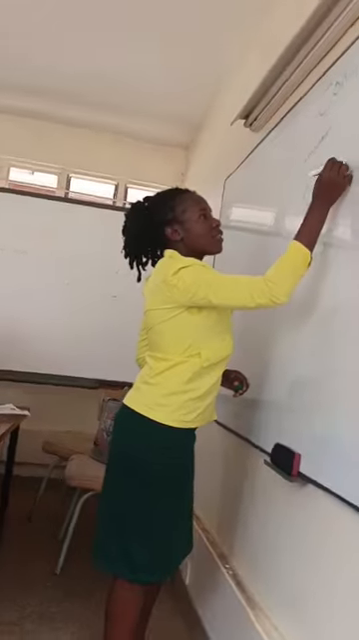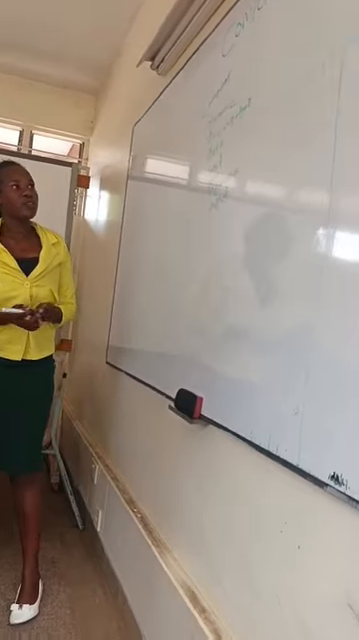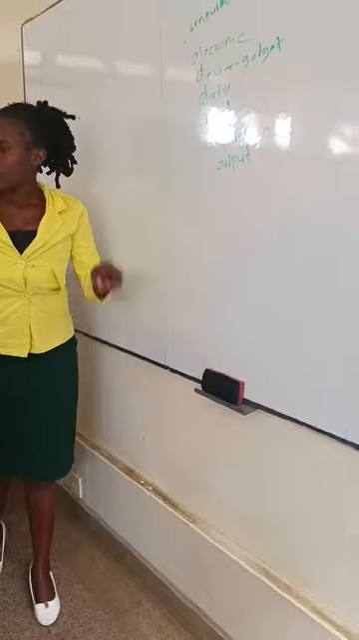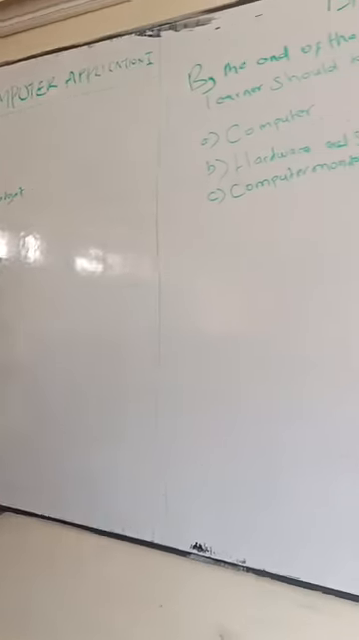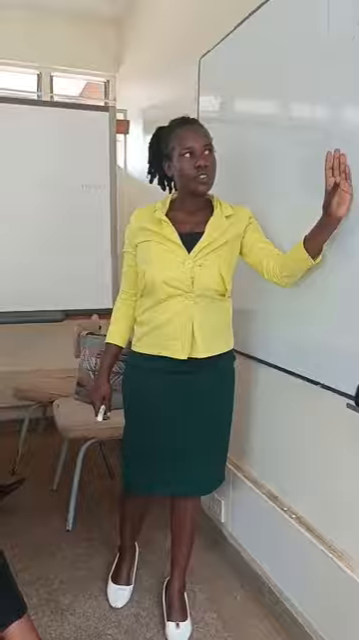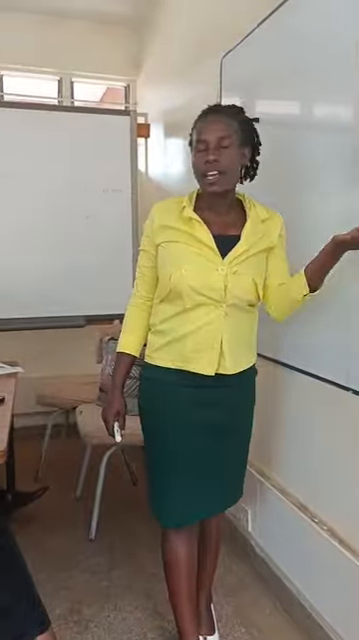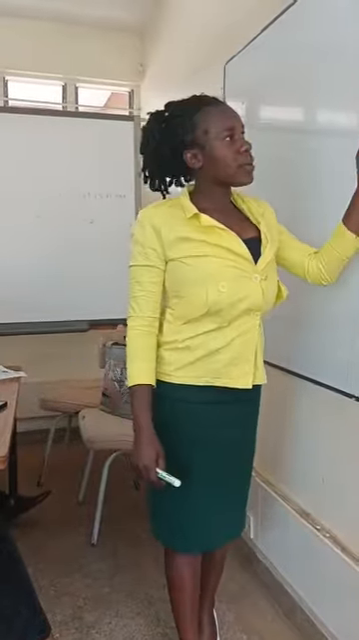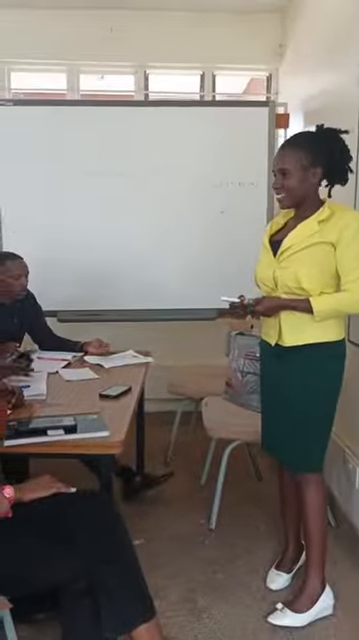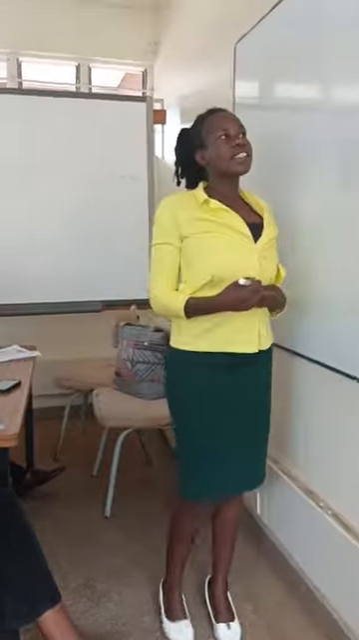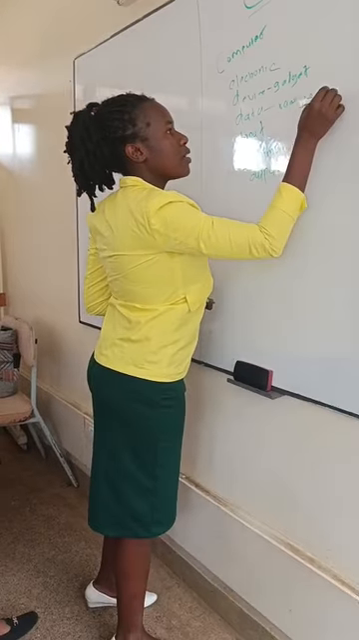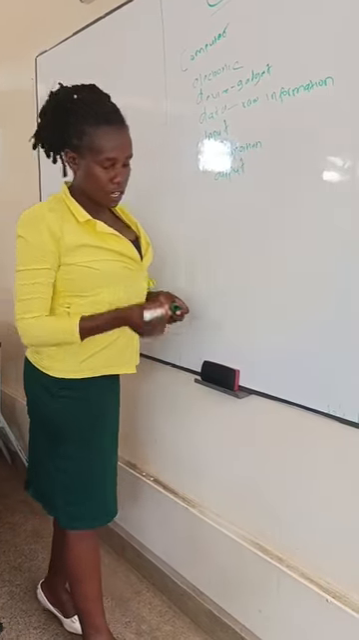Now, let's see what data is. We say a computer is an electronic device that accepts data, stores it, and then produces information as an output. In that definition, it is the data which is being accepted. So what is the meaning of data? Anyone with an idea? Data is raw information.